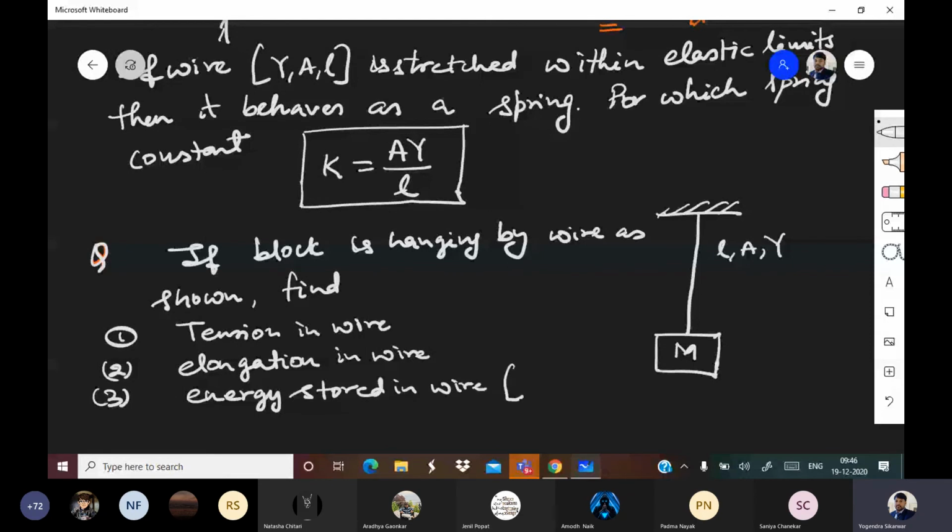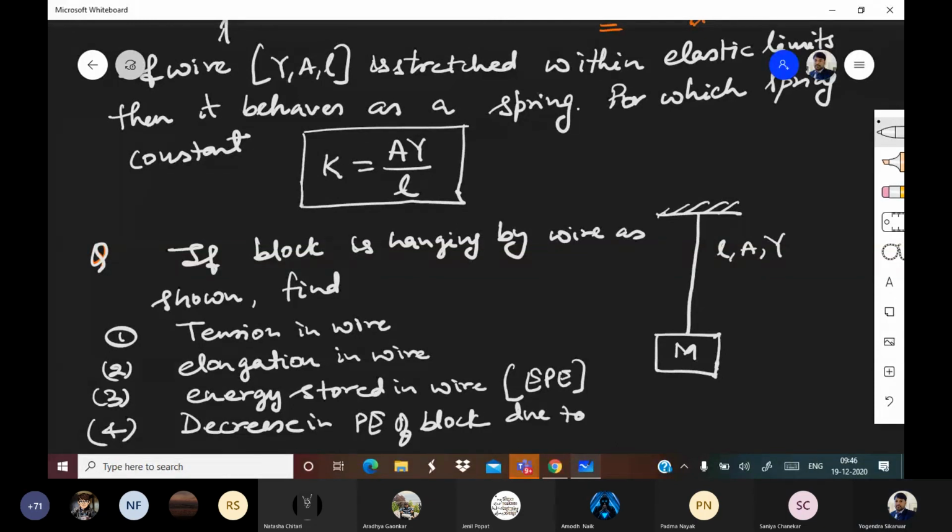Just to make it more clear, I am talking about EPE. Okay, and number 4, decrease in potential energy of block due to increase in length of wire.